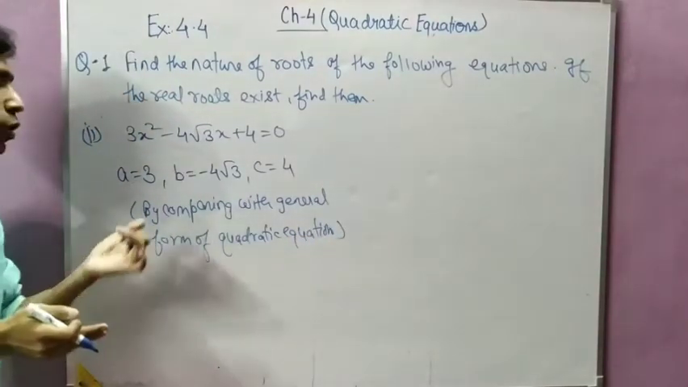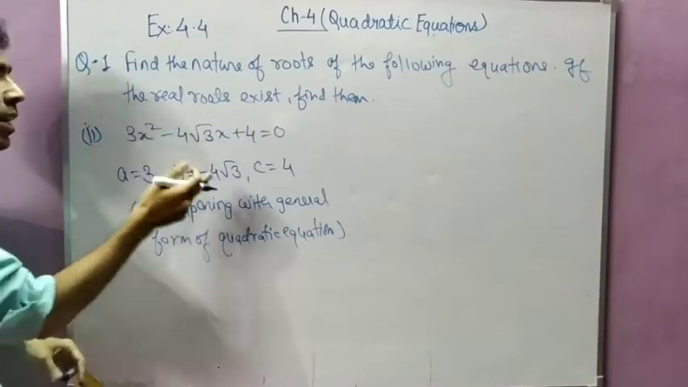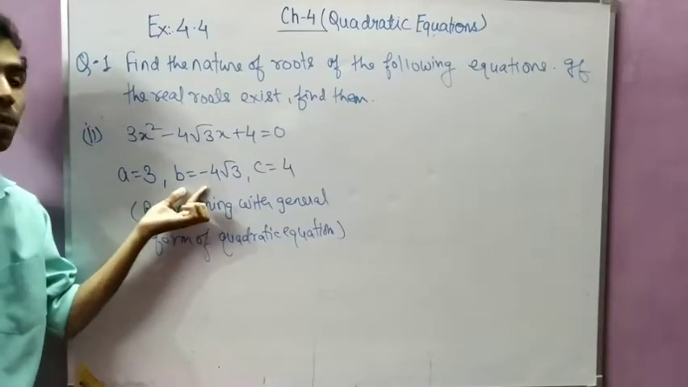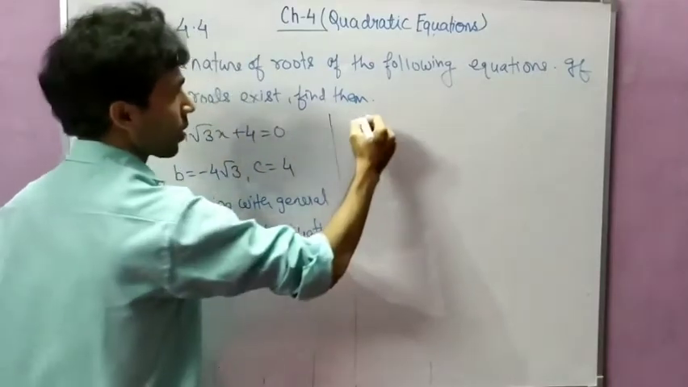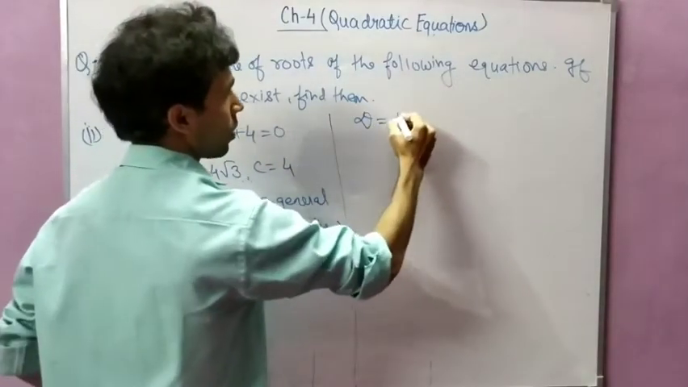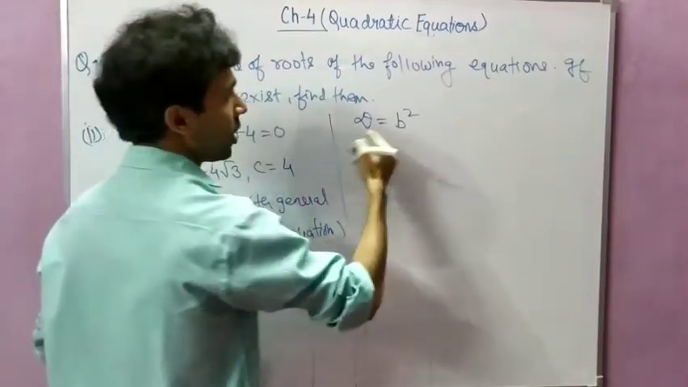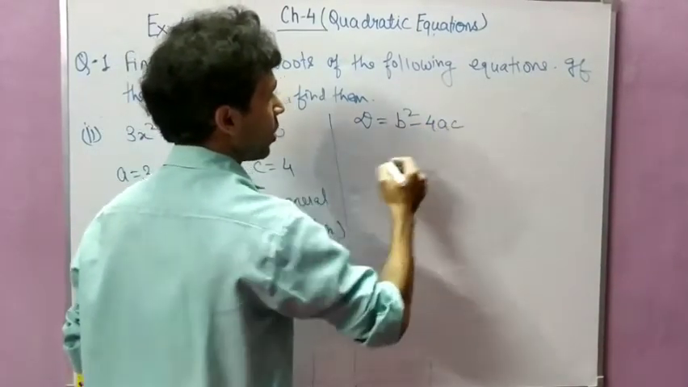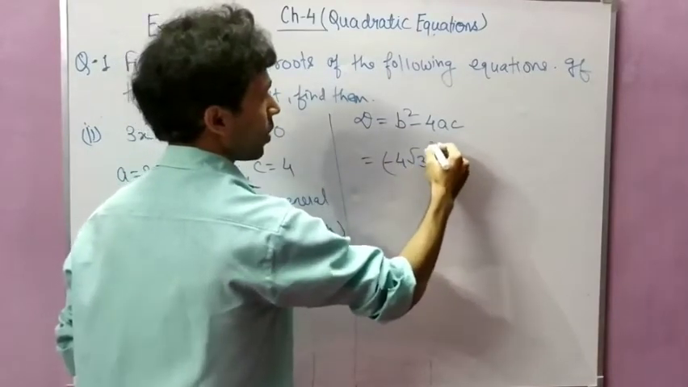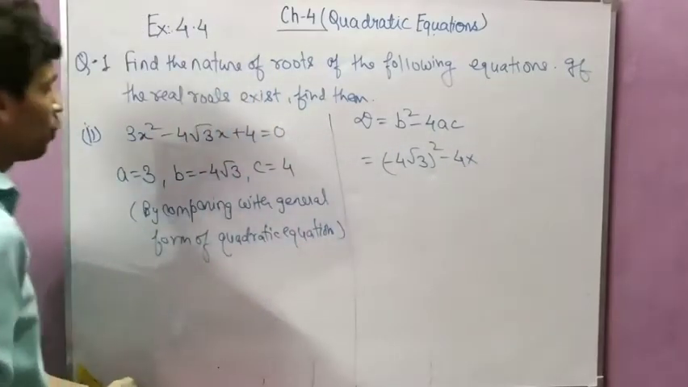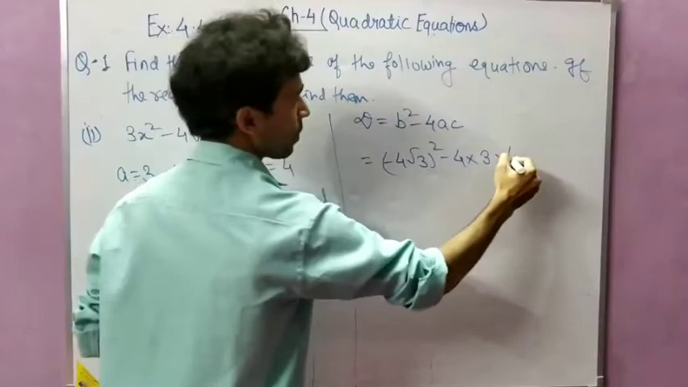Somebody will ask me, why sir you have written directly? Because in all questions we are doing the same mistake, that's why I have written directly. The value of a is 3, the value of b is minus 4 root 3, the value of c is 4. Now, calculate D. For finding the nature of the roots, D equal to b square minus 4ac. Now put the value of b: minus 4 root 3 square, minus 4 into 3 into 4.